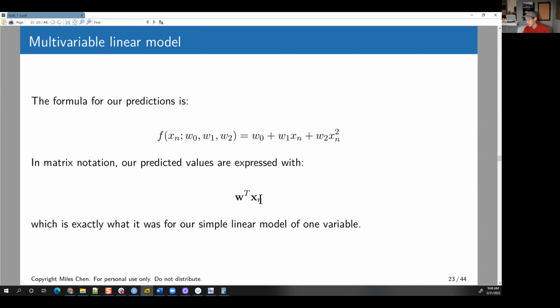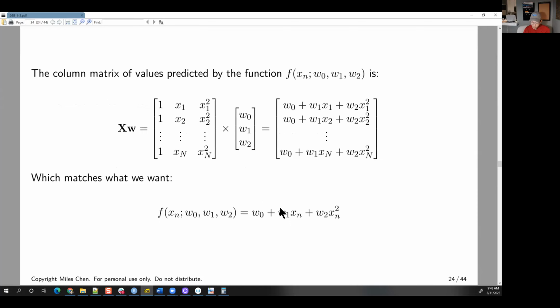So we're going to use the same formula that we had for the simple linear regression model. We don't need to change anything up here. And because this is the same formula, the predicted values are still going to be X times W, our matrix X times our matrix of weights: the intercept, the slope for the linear component, and the coefficient for the quadratic component. All of this gives us a bunch of predicted values, and this matches exactly what we want.